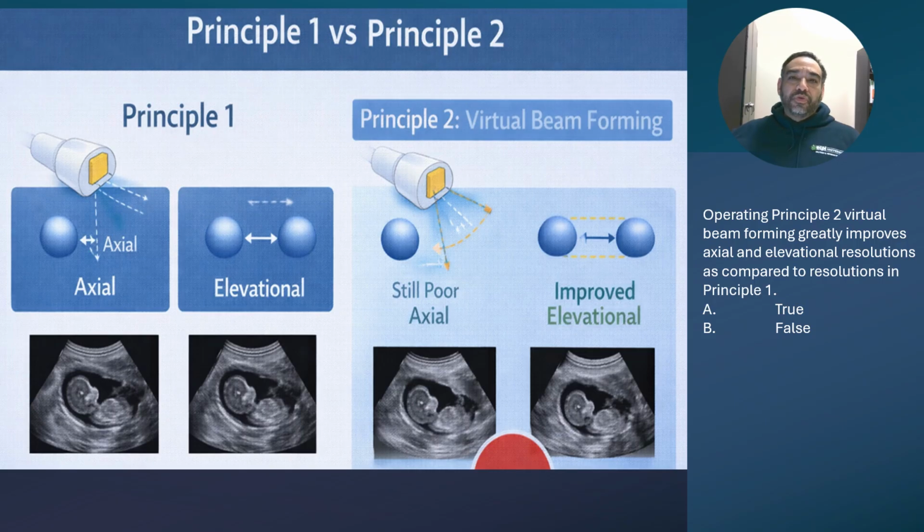So again, axial resolution remains essentially the same. And why the true statement is incorrect, why it's not true. The statement claims both axial and elevational resolutions are greatly improved. So only elevational resolution is significantly improved. Axial resolution is controlled by entirely different factors. So again, think axial pulse length, lateral beam width, elevational section thickness. And this is principle 2, which mainly improves elevational resolution, not axial.